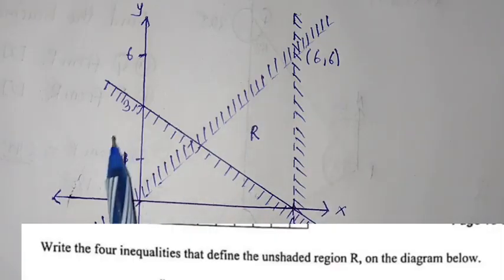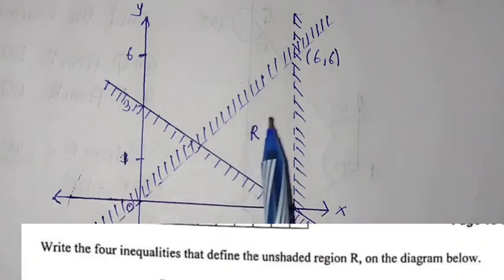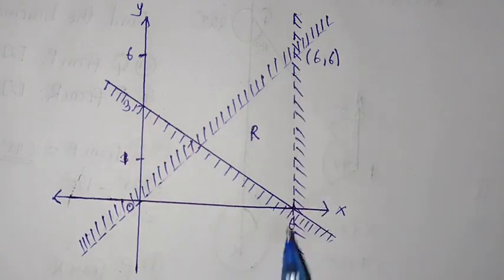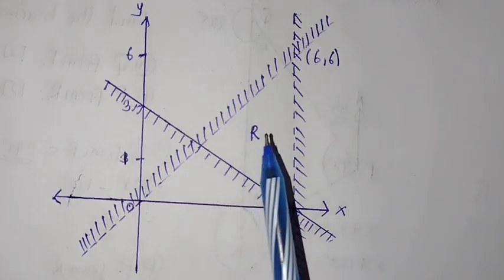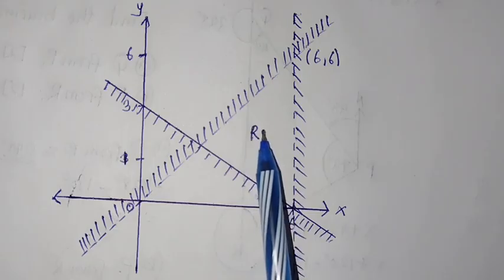So we have this diagram right here, and this diagram has this region which has got these four inequalities, this one, and this one. So we need to describe the four inequalities that define this unshaded region.